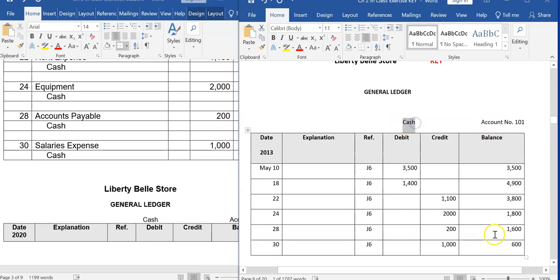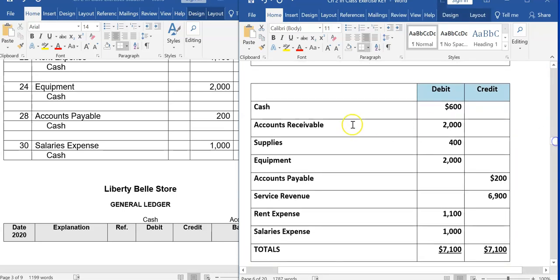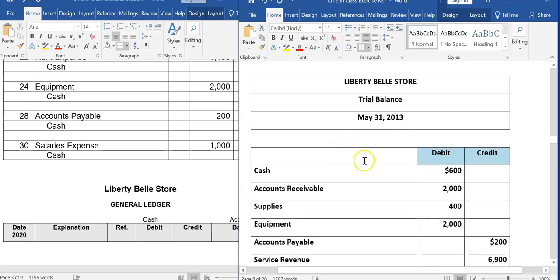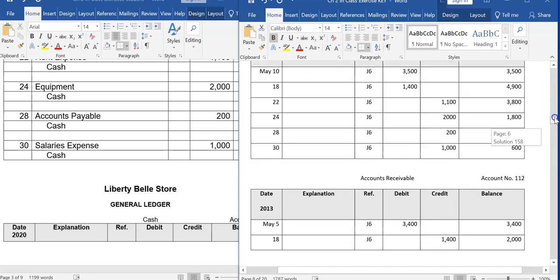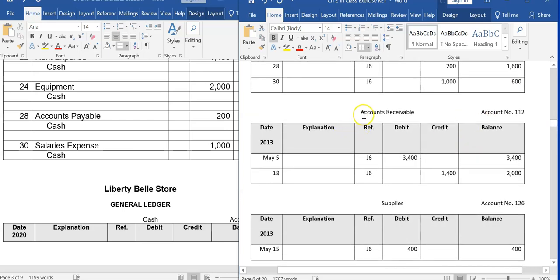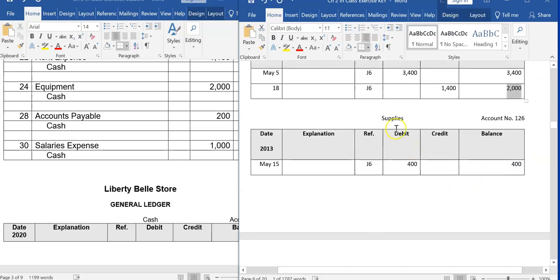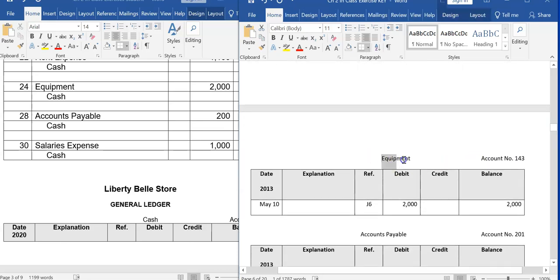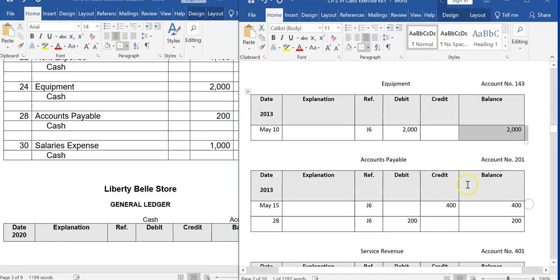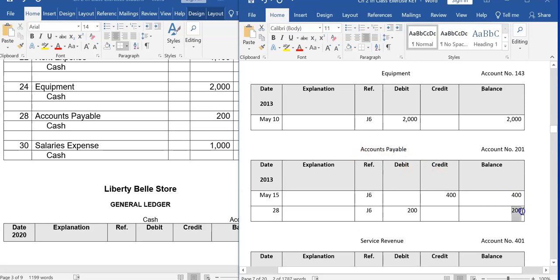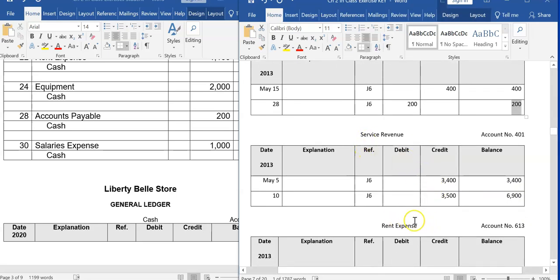So cash has an ending balance of $600. When I take the cash balance to the trial balance, I will put the cash balance in the debit column. I will pick up every account's balance out of the General Ledger. Here's accounts receivable, ended with a balance of $2,000. Supplies ended with a balance of $400. Equipment ended with a balance of $2,000. Accounts payable ended with a balance of $200, so on and so forth.